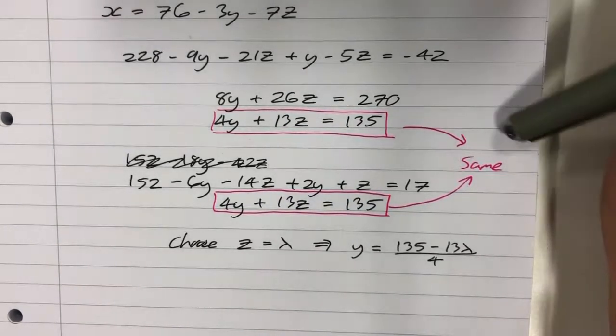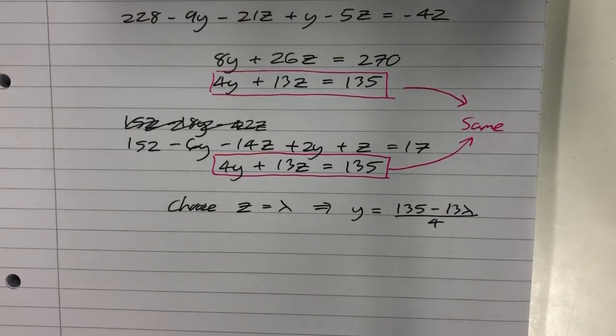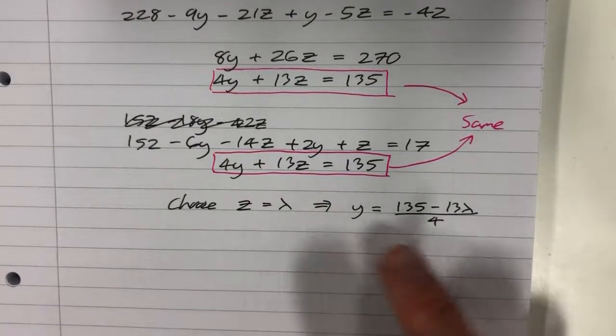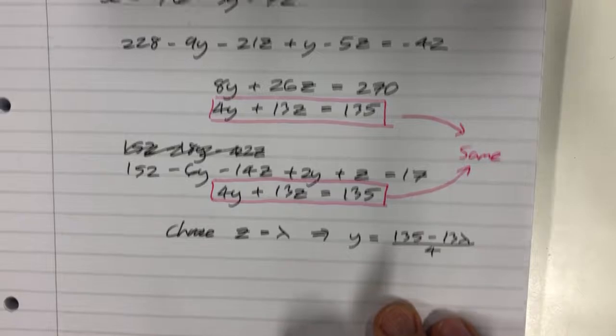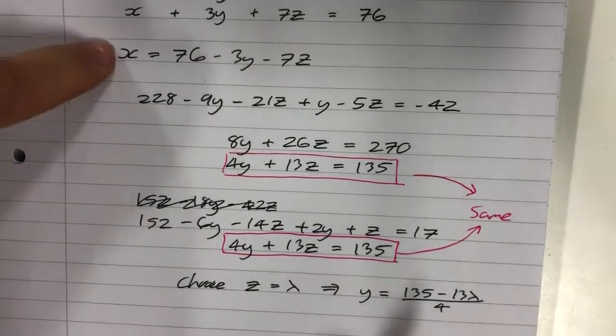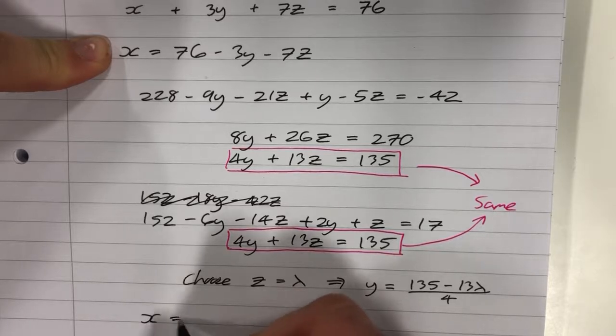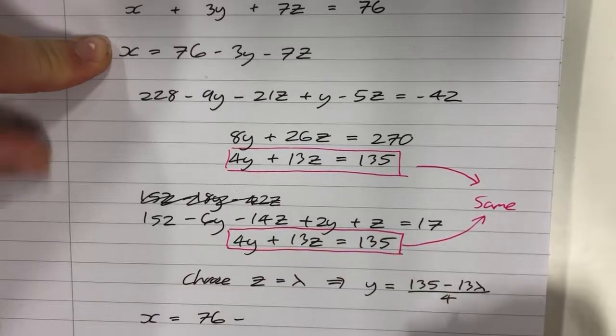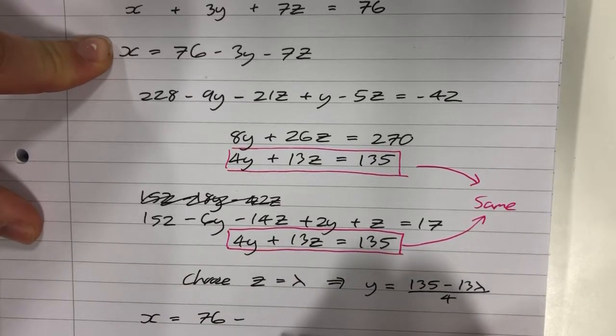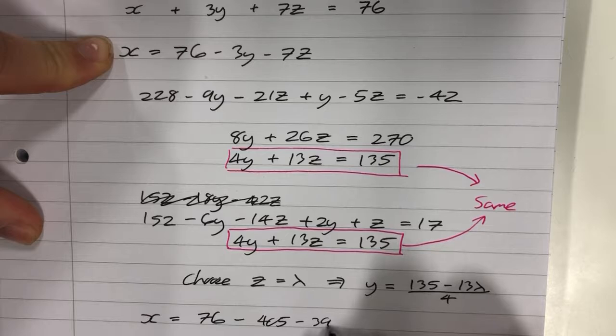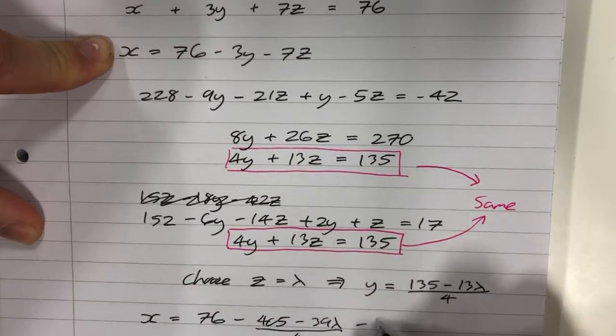Might look messy, but we can tidy it up a bit later if we want to. And then finally, we use these two definitions of y and z in terms of lambda to find x by using this relationship up here. So we get x is equal to 76 minus 3y. So that's 405 minus 39 lambda over 4. Minus 7z, so minus 7 lambda.